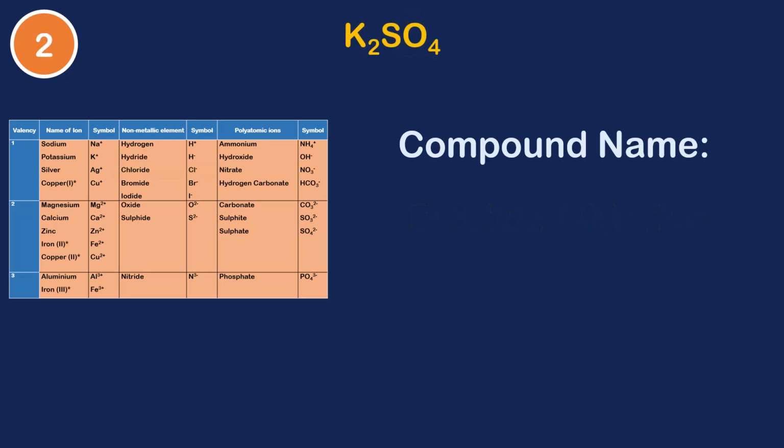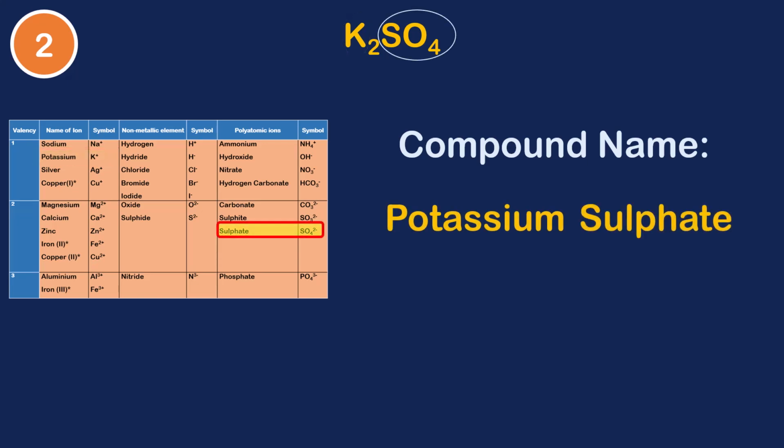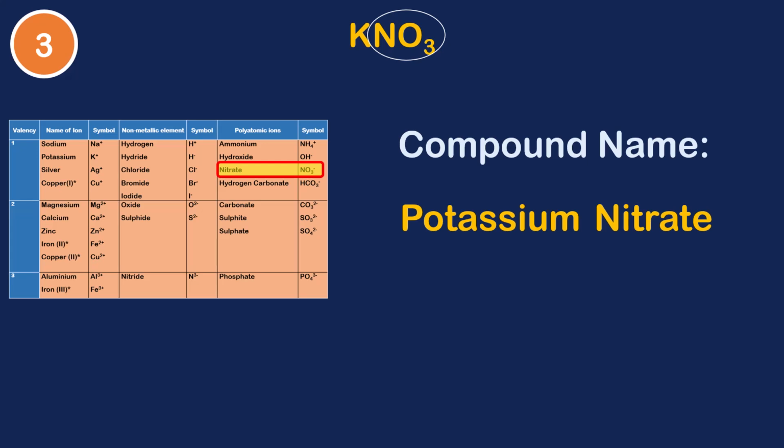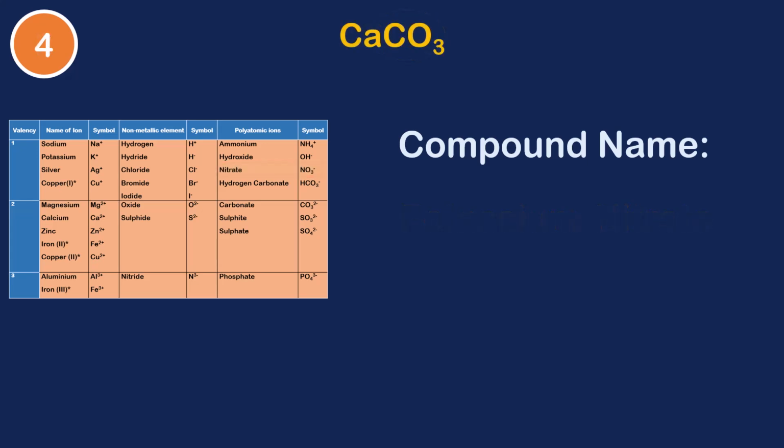What about K2SO4? K is potassium and SO4 is sulfate. So potassium sulfate. KNO3? Again, K is potassium and NO3 is nitrate, potassium nitrate. Okay, one final one. CaCO3. This one is calcium carbonate.